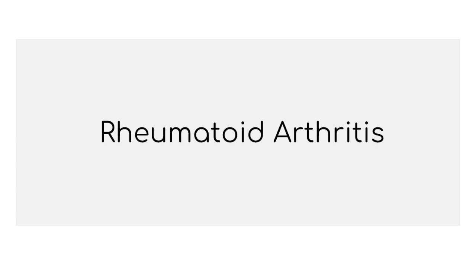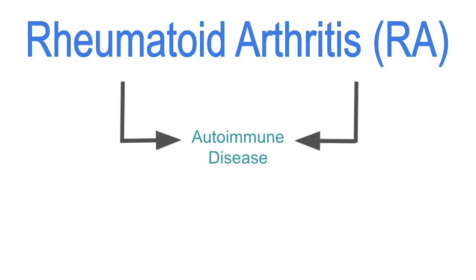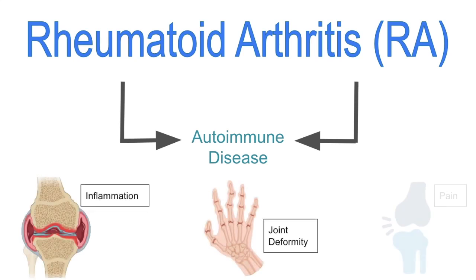Hello everyone, in today's video we will talk about rheumatoid arthritis. Rheumatoid arthritis is also known as RA, and it's a type of autoimmune disease. This means that you can't catch it like the common cold. Instead, it's a process that's started by the body itself. It results in inflammation, joint deformities, and pain.